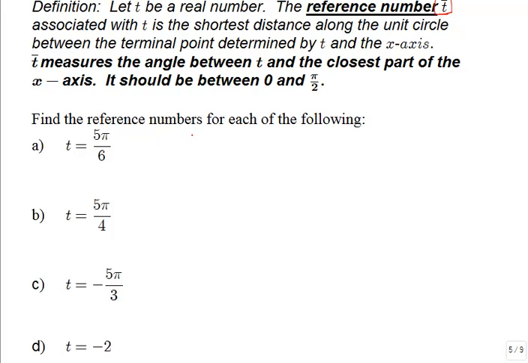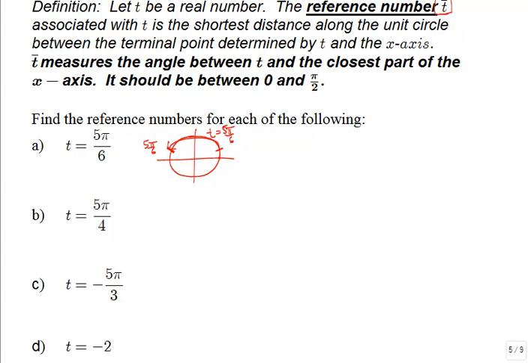So we want t to be 5 pi over 6. So let's draw that first. We're going to start at (1, 0), and 5 pi over 6 would be, here's 1 pi over 6, 5 pi over 6 is over here, quadrant 2. So t equal to 5 pi over 6 would be this whole distance around our circle.